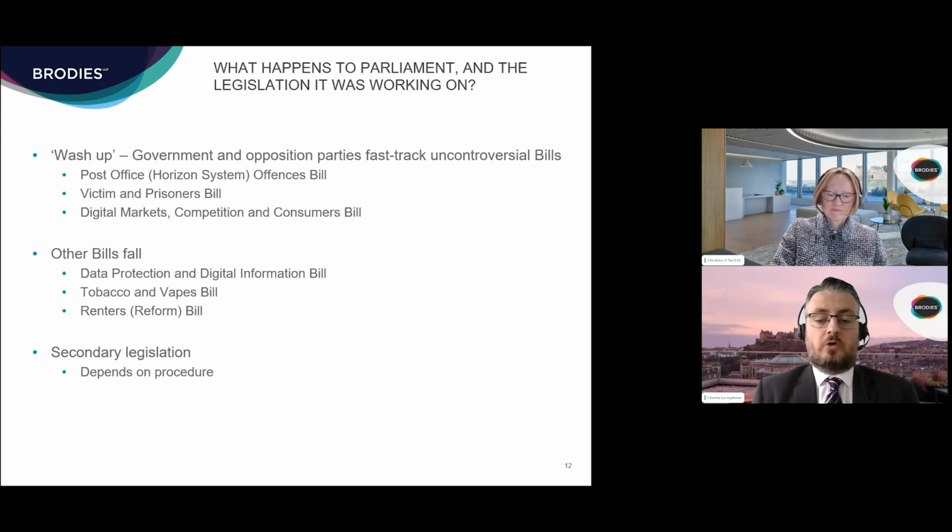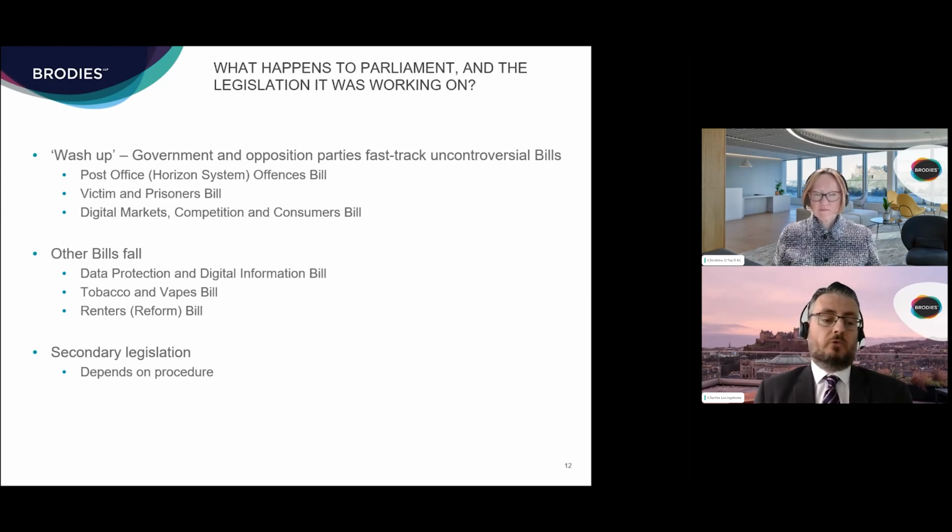There was a lot of secondary legislation that was in process. Now that doesn't necessarily fall, it depends on the procedure. So some secondary legislation is made using what's called the affirmative procedure, which means it can't be made unless Parliament has consented to it. Where there's no Parliament, you can't get that consent, so that sort of legislation won't go through, and we'll have to wait.